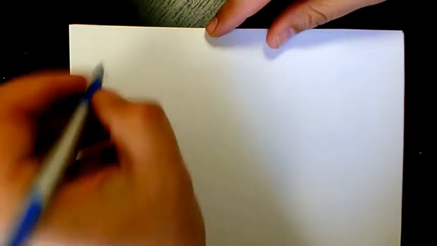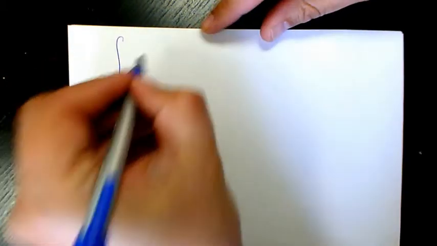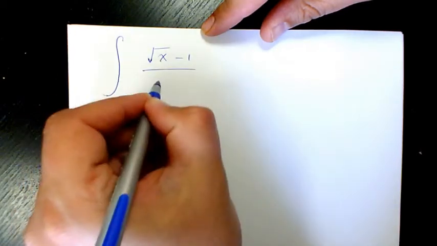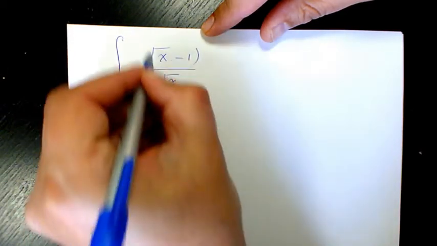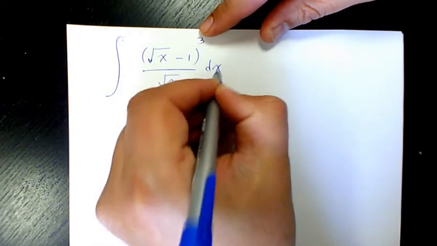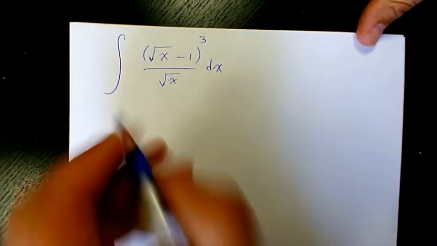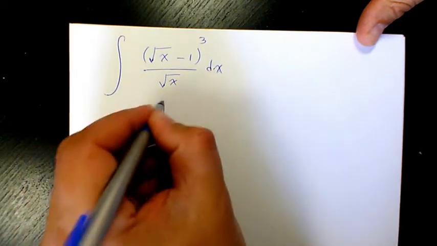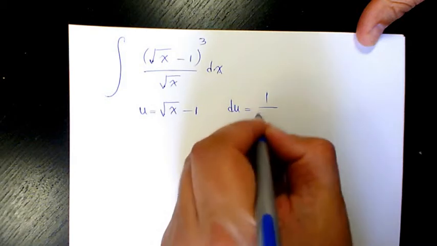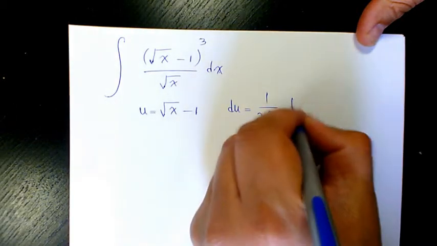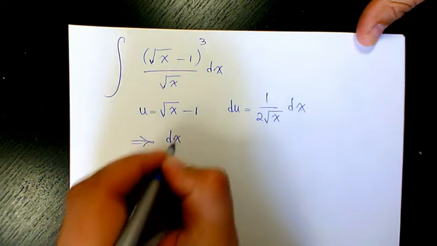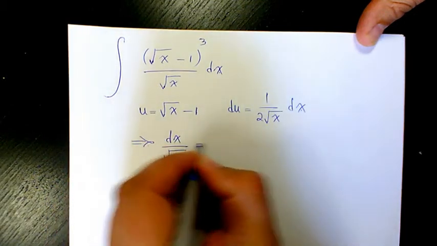Next one is the integral of root x minus 1 over root x. And this one is root x minus 1 to the power of 3 dx. So I'm going to have u equals root x minus 1. Du is going to be 1 over 2 root x dx, which means that dx over root x is going to be 2 du.